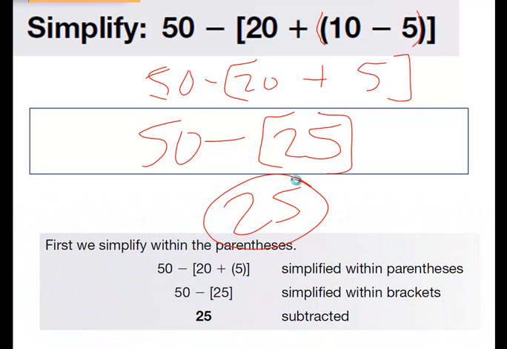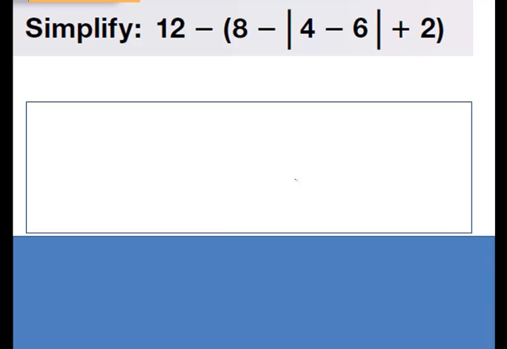Okay, let's try another one. All right, let's look at this. Okay, now this takes us back a couple of lessons. First thing we want to look at is some symbols of inclusion right here that look a little bit different than what we've been talking about. That's absolute value. We'd do that first because those are symbols of inclusion. So 4 minus 6 is negative 2, and negative 2 becomes 2.